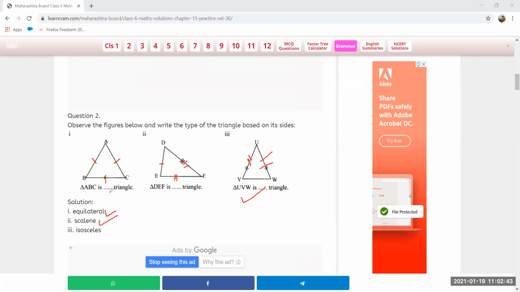So if all the three sides are equal, equal means equilateral. If all the sides are equal, then it is known as an equilateral triangle. If all the sides are different, then it is known as a scalene triangle. If any two sides are similar in a triangle, then it is known as an isosceles triangle. Understood, students? Please give me response.